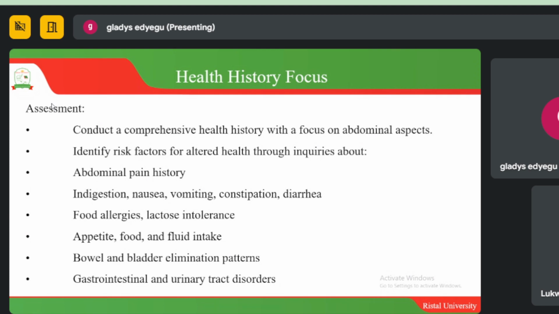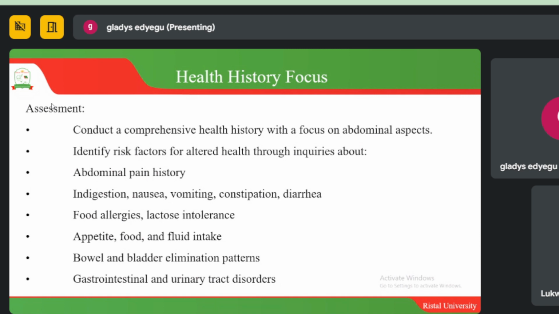This one, there are patients who do not want to actually take in lactose. So this can be due to milk. When people take milk, for some of them it irritates and they end up with diarrhea. So you can find out from your client whether he has that experience of lactose intolerance. Then appetite, food and fluid intake.